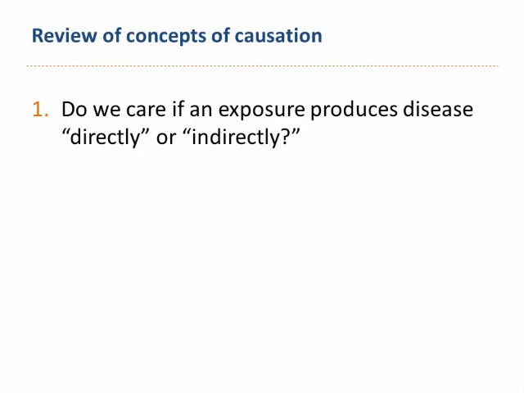So let's review some of the foundational concepts of causation. We should ask ourselves, do we care if an exposure produces disease directly or indirectly? Remember that the earliest definitions of causation really focused on direct causal associations, whether a specific organism caused a specific disease. And that pathway was believed to be a very direct pathway. But we may also think about more indirect pathways that don't involve a necessary or a specific relationship between the cause and the effect.